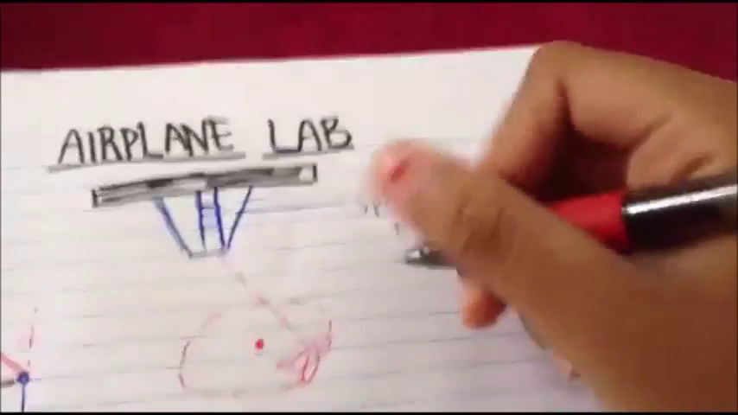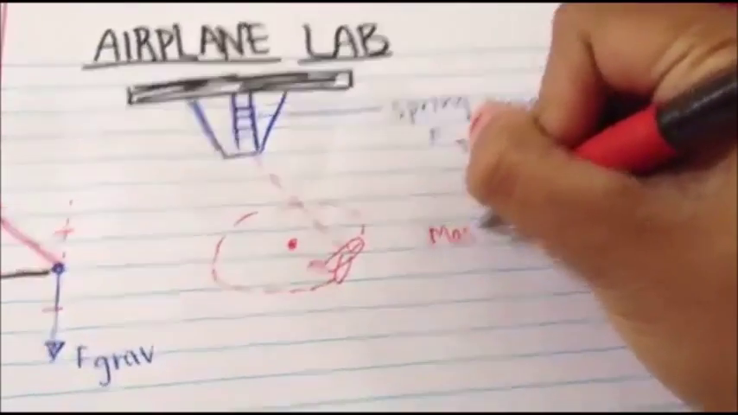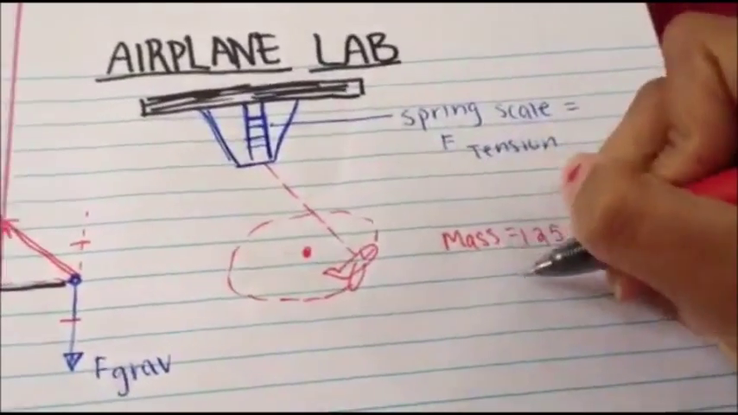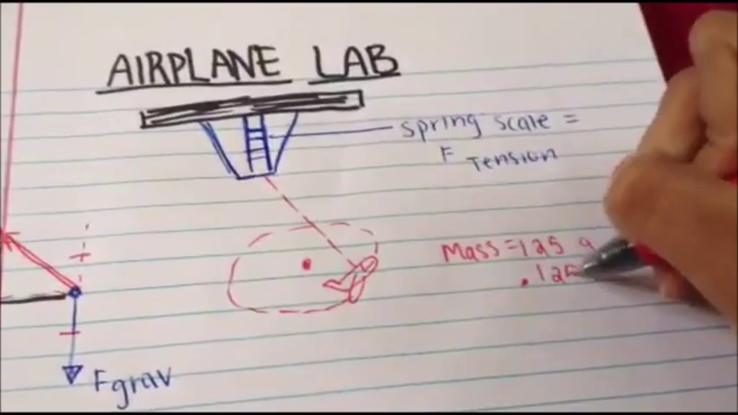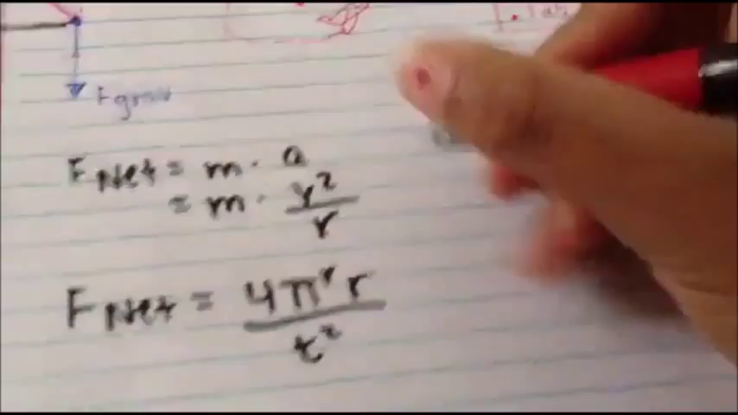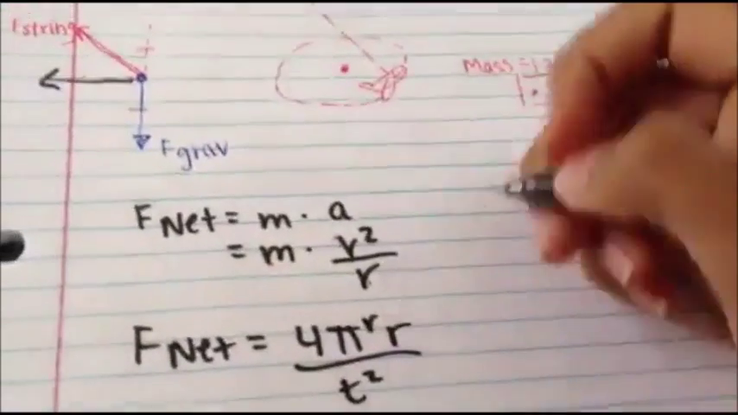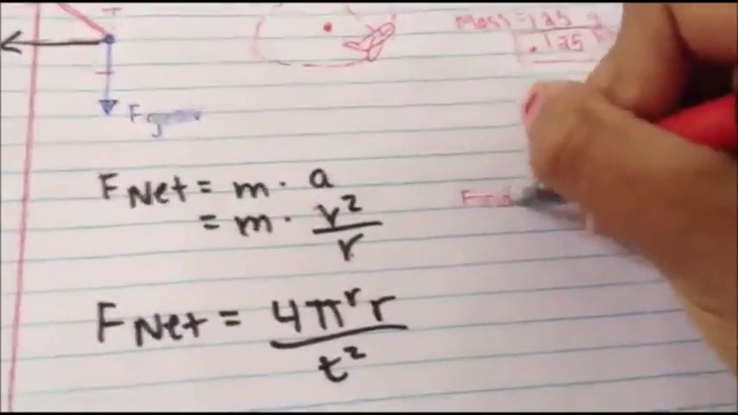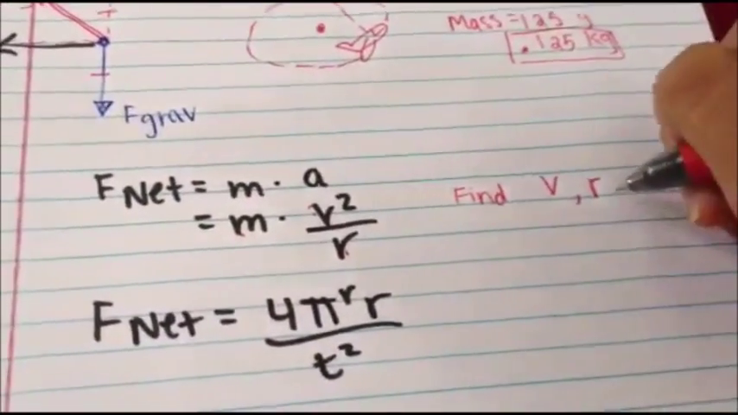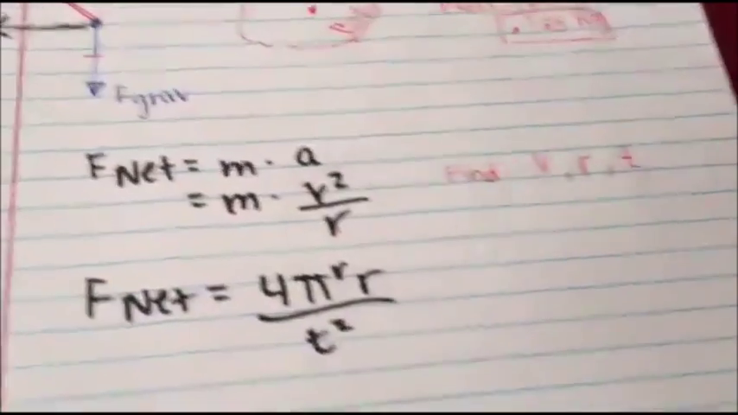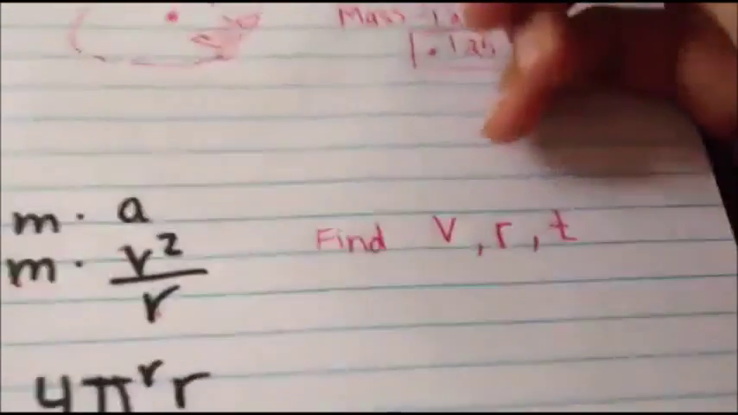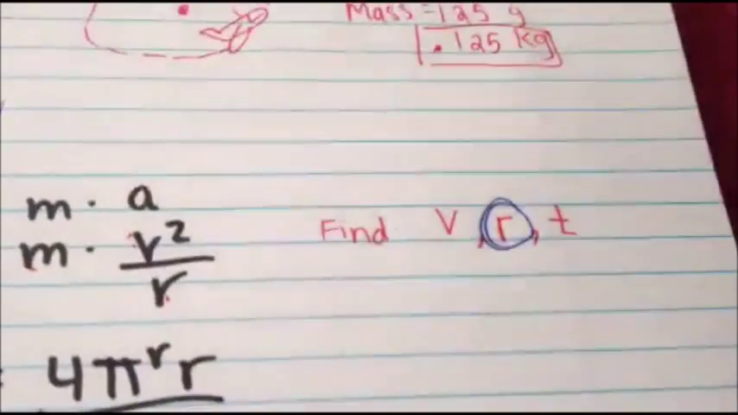So our mass was given, we found that the mass was given to be equal to 125 grams, which is equal to 0.125 kilograms. So even though our mass is given, we still need to solve for v, we need to solve for r, and we also need to solve for T. Now let's just pick one of these variables and figure out how to solve it. So we're just going to start with r, or the radius.